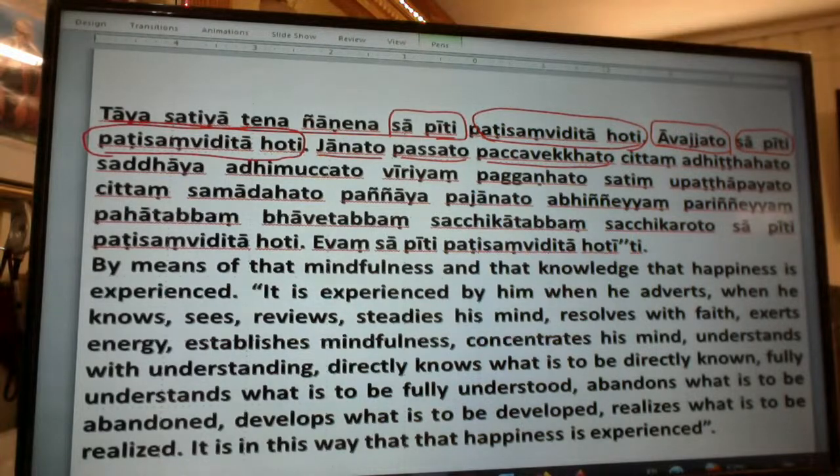So chidan, the mind is adhimokkha, adhimokkha. Adhimokkha means very strongly, with saddha, with confidence. Adhimokkha.